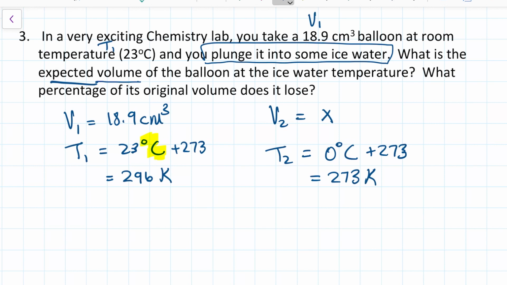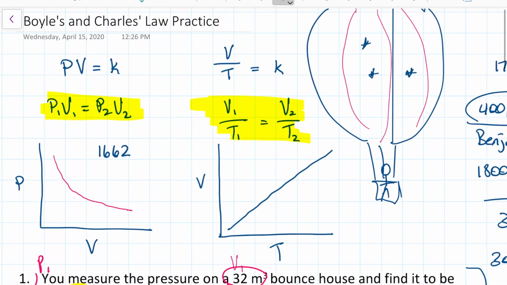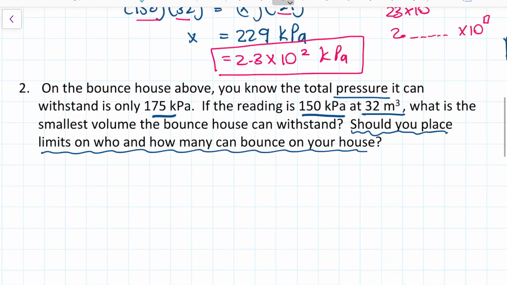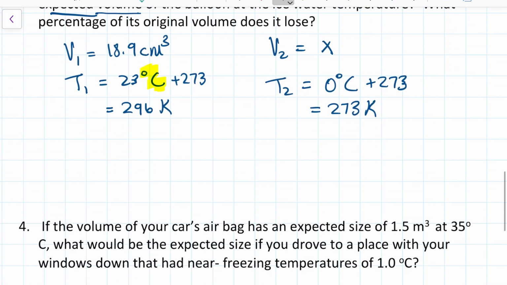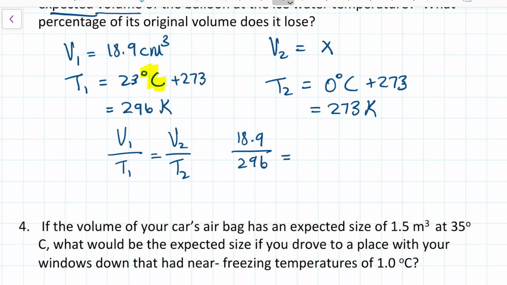Obviously now, this is not a Boyle's law problem. This is a Charles' law problem. How do I know? Because Charles' law compares volume to temperature. Direct relationship, direct divide. So we're going to divide the quantities. V1 over T1 equals V2 over T2. Then we're going to plug in 18.9 divided by 296 equals X over 273.